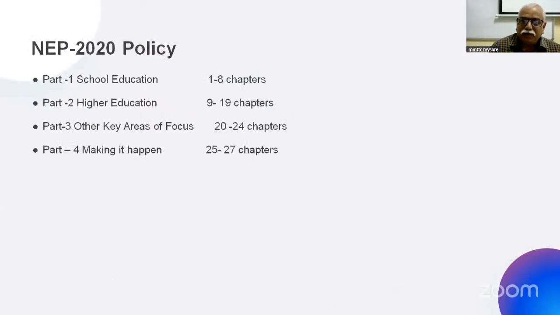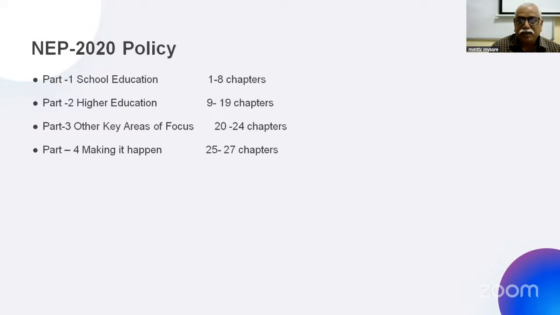As you know, this NEP 2020 policy document is a 66-page document. It has been classified into 4 parts, and each part is given a theme with a different title. School education is part 1. Within that, there are 8 chapters or sections, 8 different aspects of school education that have been discussed. Similarly, in part 2, the policy focuses on higher education, and these details are given from chapter 9 to 19, dealt with under different headings that you can browse through and get an idea about.